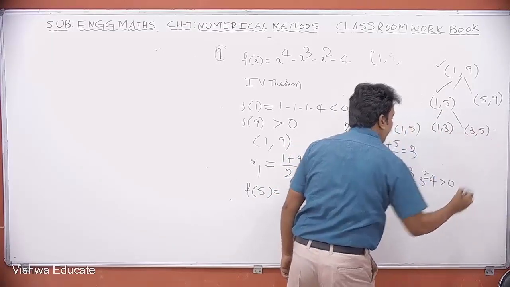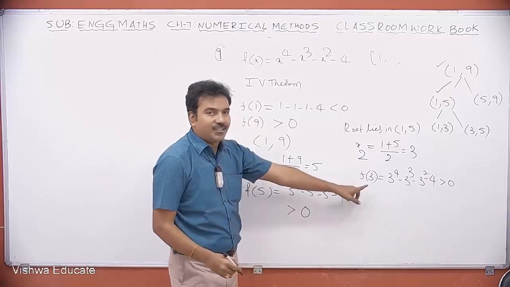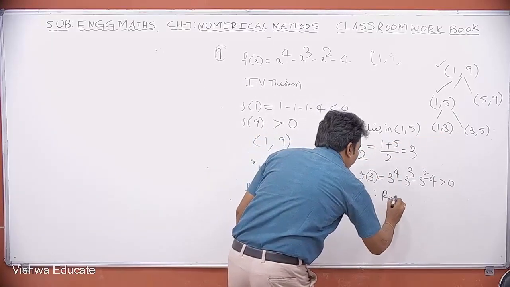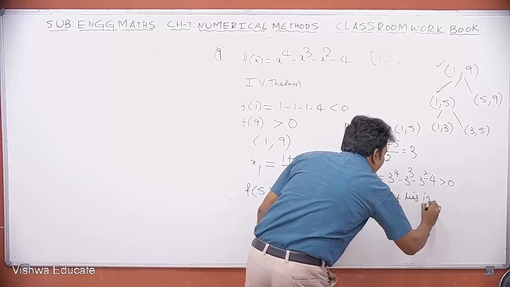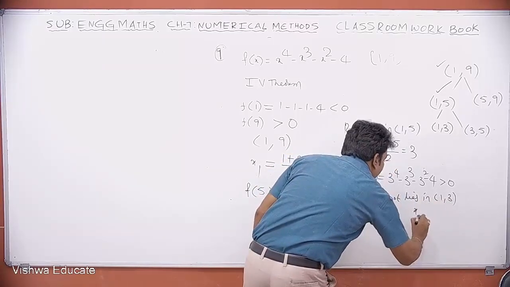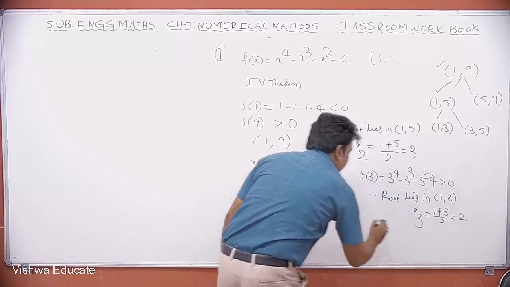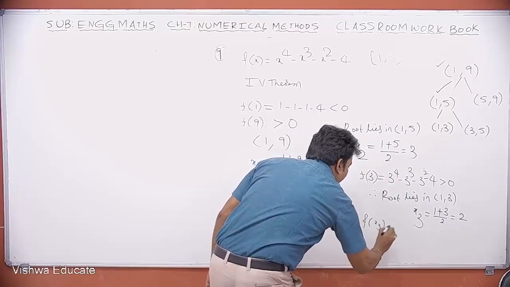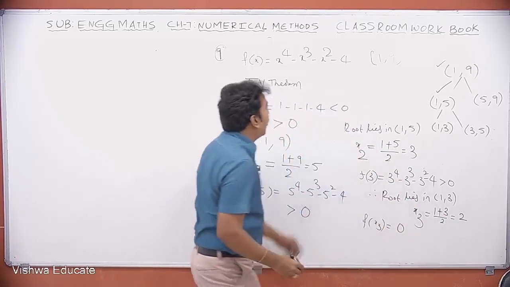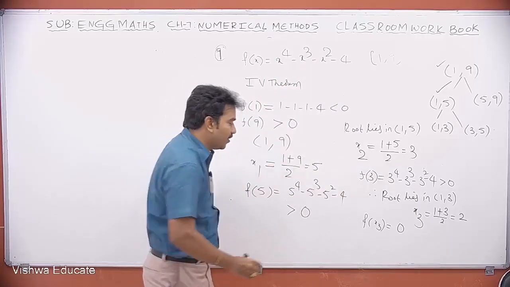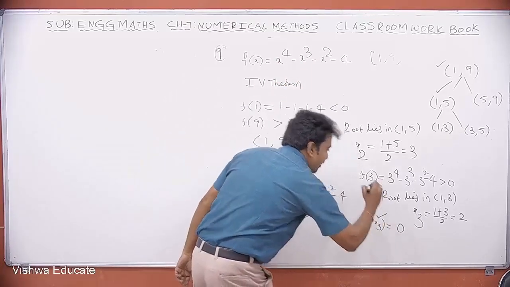1 comma 3, 3 comma 5. F of 3 is greater than 0. F of 1 less than 0. So therefore the root lies in open interval 1 comma 3. So x3 value is the midpoint of this. It is 2. So calculate f of x3, you get 0. F of 2 power 4 minus 2 cube minus 2 square minus 4 is 0. So we got convergence in the third iteration.